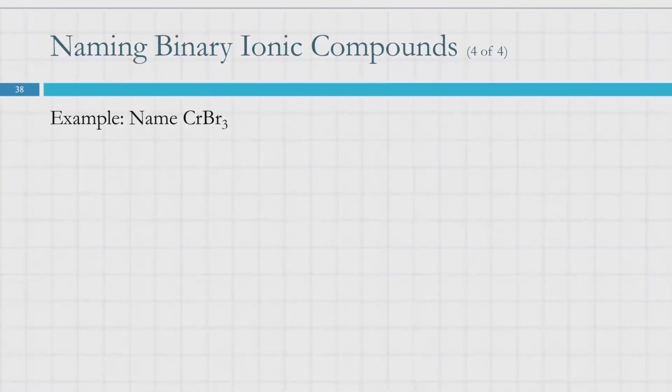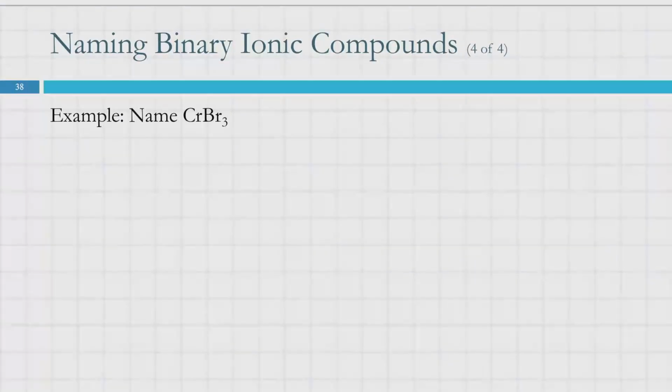So for example, CrBr3. CrBr3, we need to do a little bit of sleuth work. Cr is chromium. What charge does chromium have? Chromium is one of our transition metals, so we are not sure. It's got multiple options, so we're going to have parentheses. Then we're going to look at our anion. What is our anion? Bromine. So the ending will be bromide.